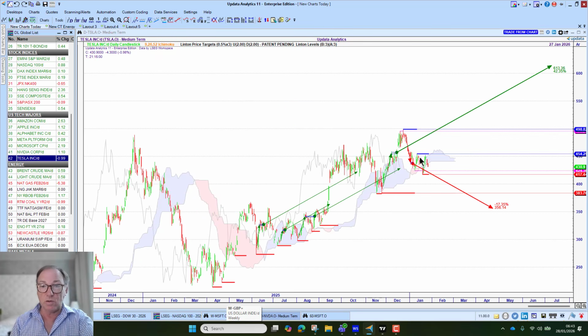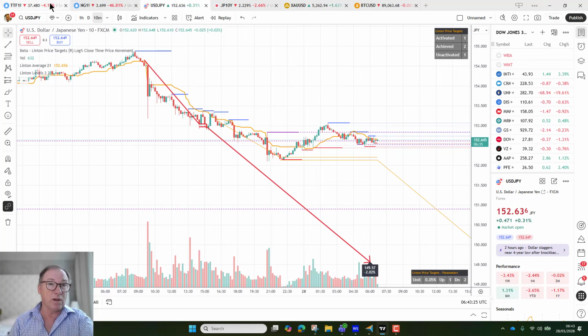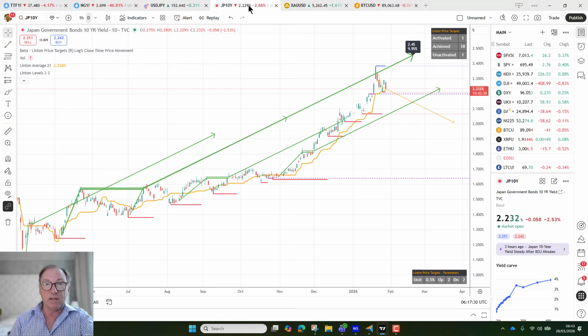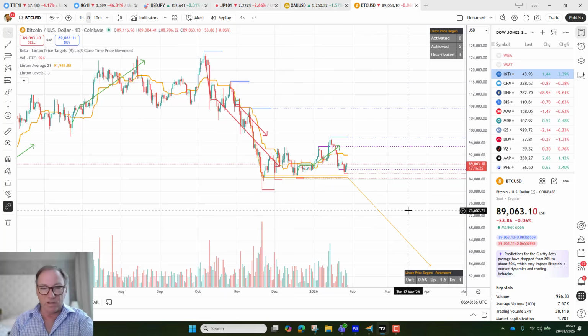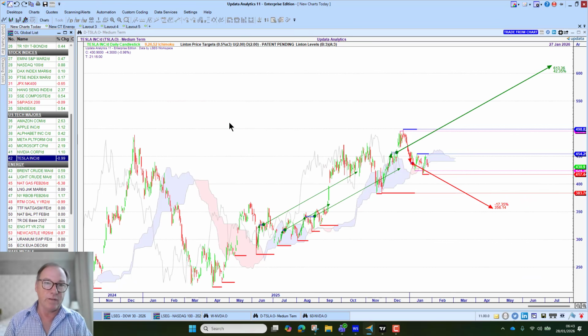Now, of course, you could be doing this on any stock. You can just put the targets on the charts. And of course, you could be doing this in TradingView as well, or on Bloomberg. So here we see the yen chart. Here we see the Japanese bond yield chart with the targets on, gold, Bitcoin. We can see all of those targets on there as well. So the choice is yours where you want to use them.